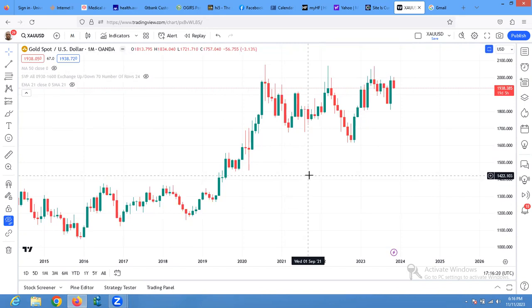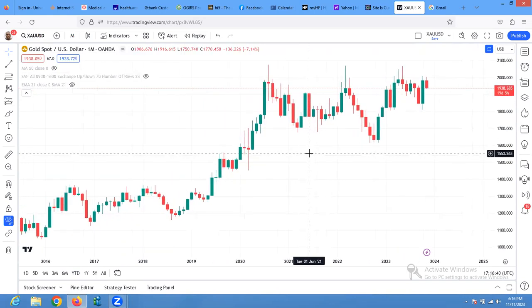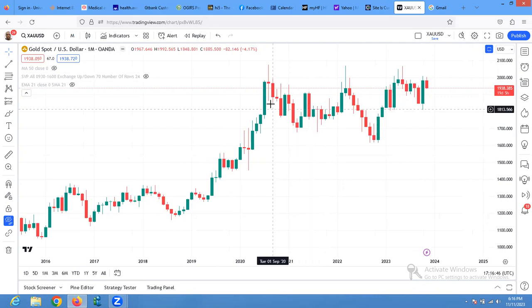And what we have here is also an ABC. And we must understand how the ABC format is, you know, when you are having an A, it is usually more or less a simple correction, but B is more or less very complex and very delicate. We must understand that. So looking at this correction here on the monthly time frame will give you a clearer perspective to what exactly the price is trying to do on gold.